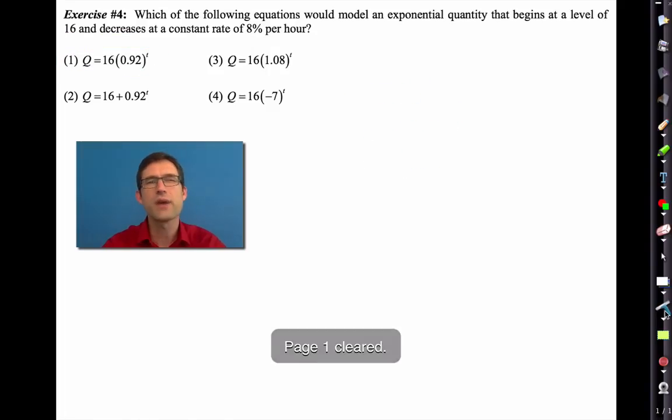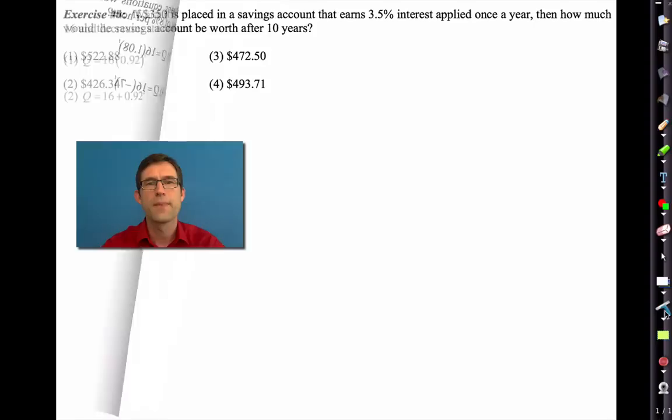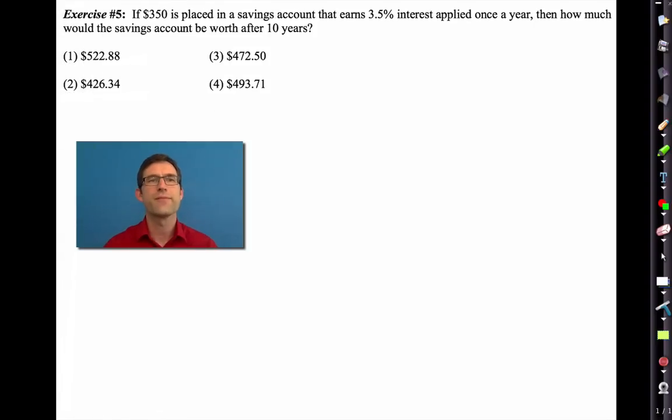All right. Let's try another somewhat easy fluency question. Exercise number 5. If $350 is placed in a savings account that earns 3.5% interest applied once a year, then how much would the savings account be worth after 10 years? Pause the video and see if you can figure this out.